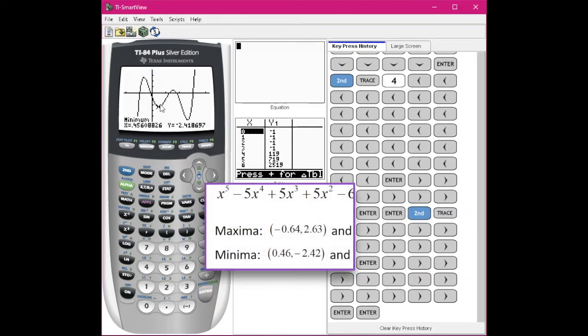And your minimum here is x value 0.456, which means you're going to round it to 0.46, comma, y value negative 2.418, so you're going to round it to negative 2.42. And so on your paper you would write minimum at 0.46, comma, negative 2.42. Now you're going to repeat the process for the other maximum and the other minimum.